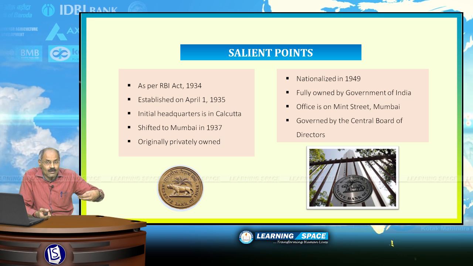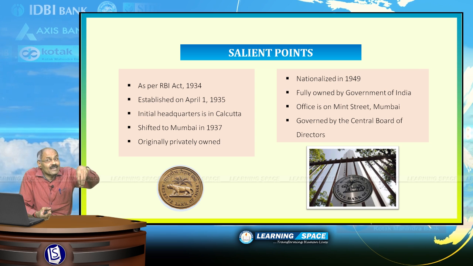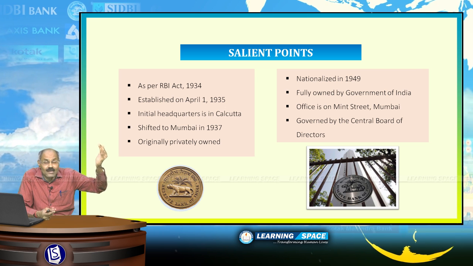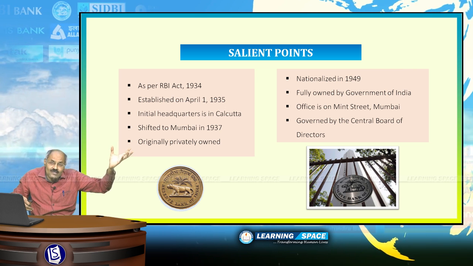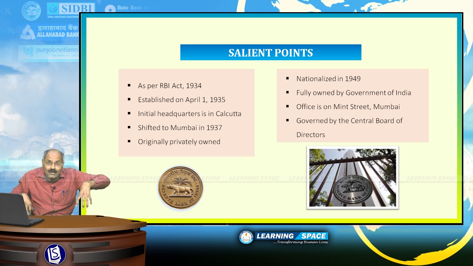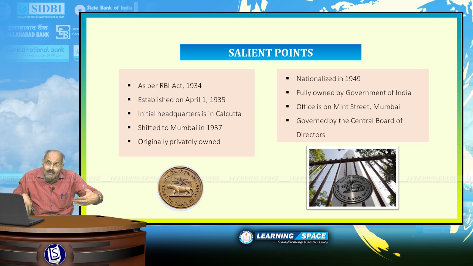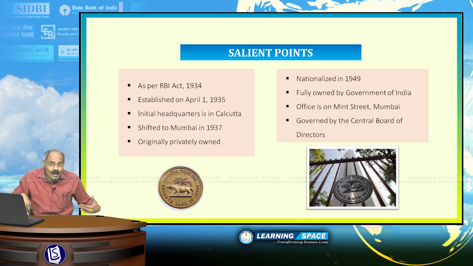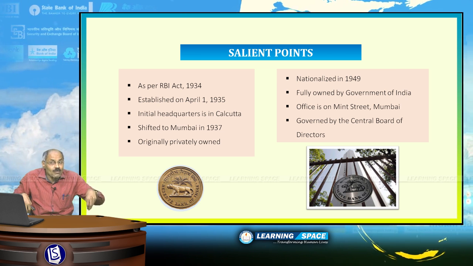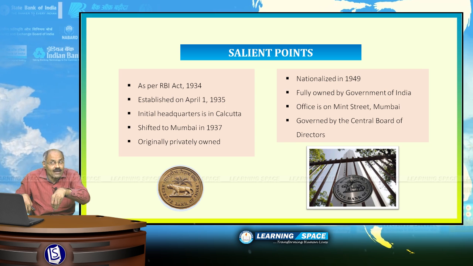The Reserve Bank of India was established on April 1, 1935 based on the Reserve Bank of India Act 1934, and prior to 1935, the Imperial Bank of India, now known as State Bank of India, looked after the functions of the central bank. The initial headquarters was Kolkata, then Calcutta, now Kolkata, in the year 1935, but it shifted to Mint Street, Mumbai. In 1937, it became the headquarters of the Central Bank. Now the Central Bank headquarters is at Mint Street, Mumbai.